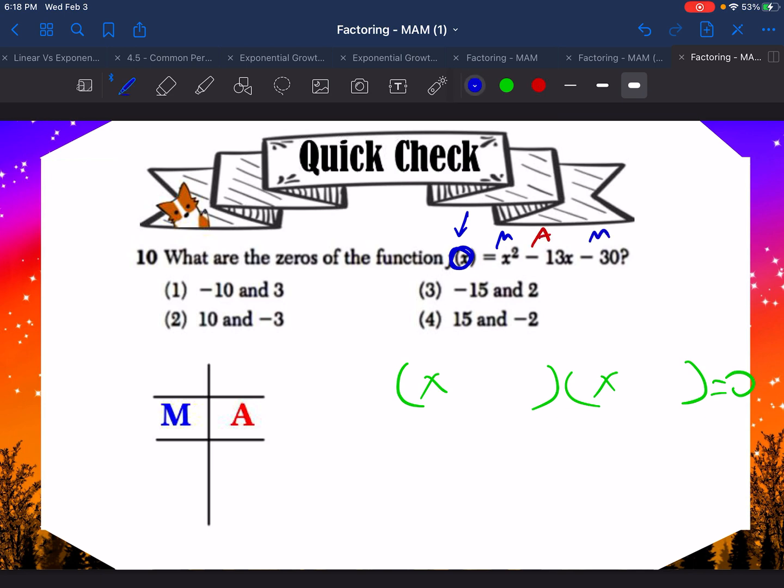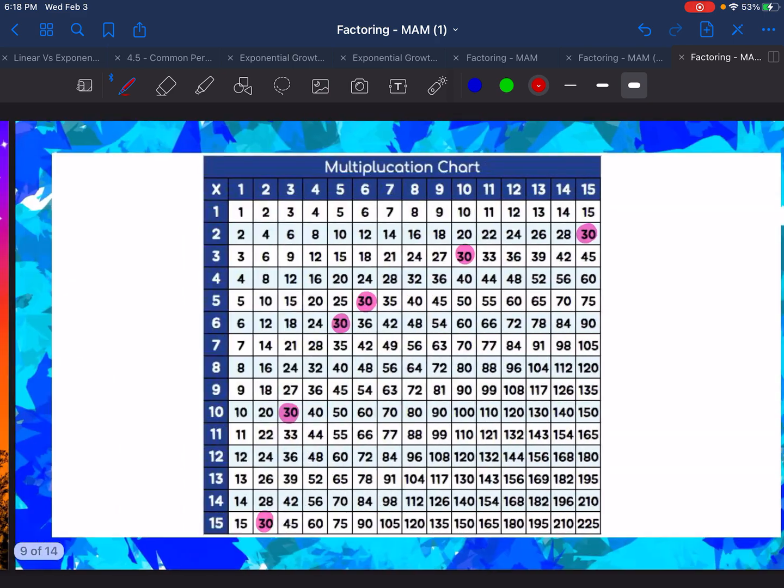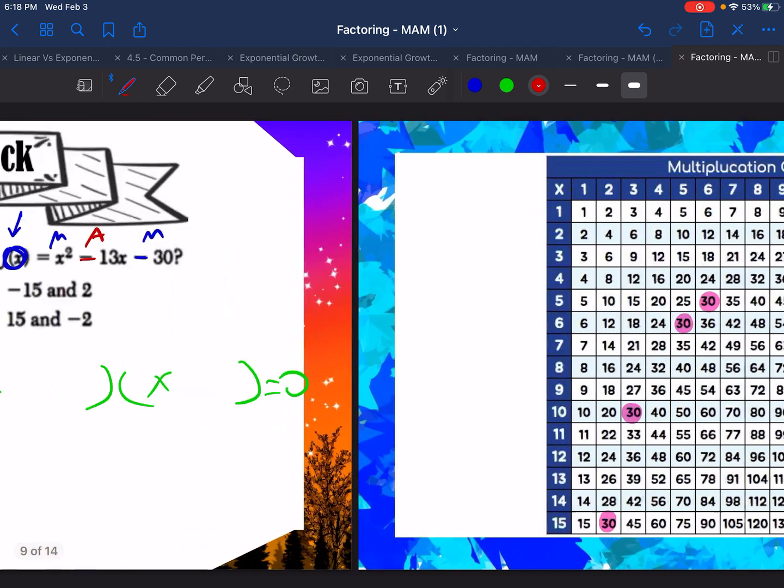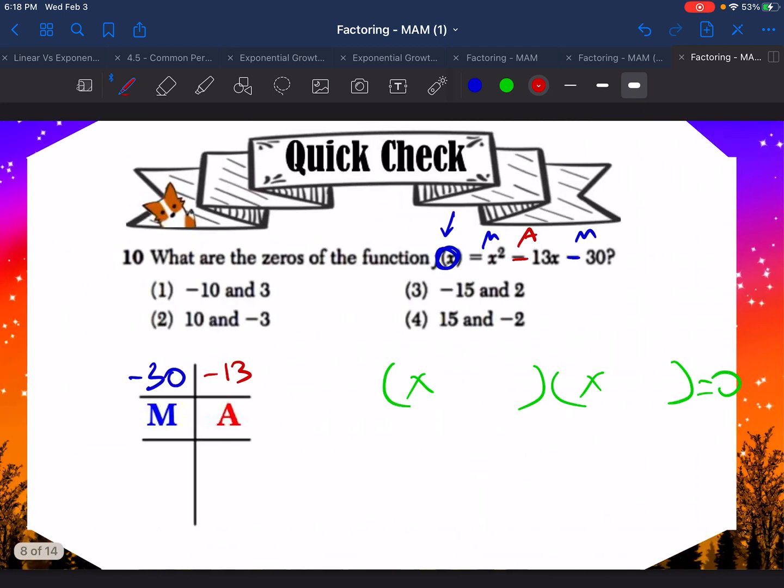M. What number am I trying to multiply to? Well, that's going to be -30, because this negative sign is glued to that 30. And I'm trying to add to -13. It's really scary trying to think of numbers that multiply to negative numbers, but let's pretend this 30 is positive. Looking for 2 numbers that multiply to 30. Well, I have a lot of options here.